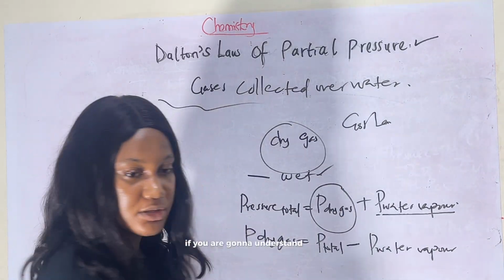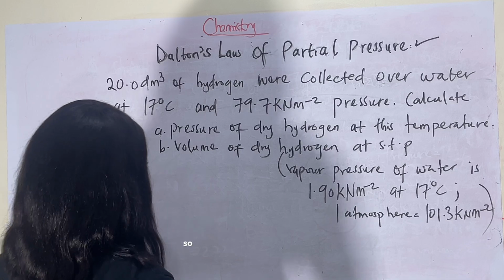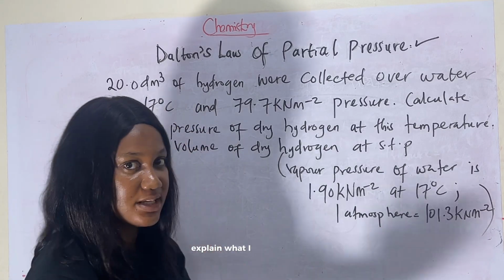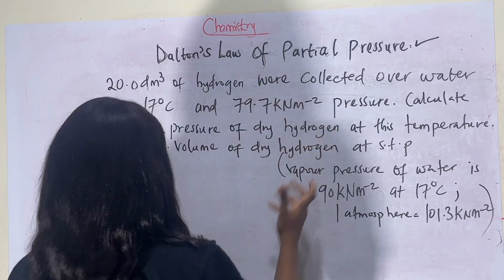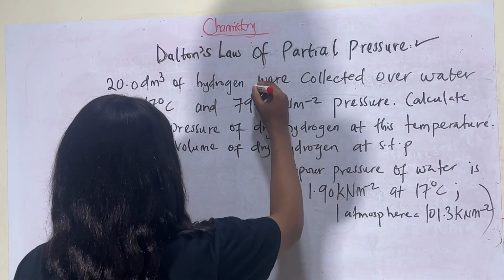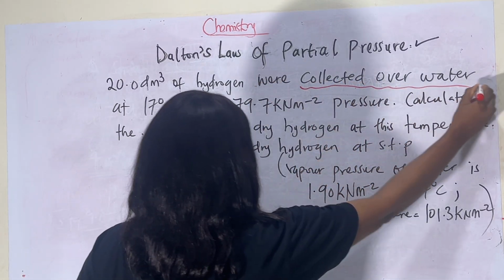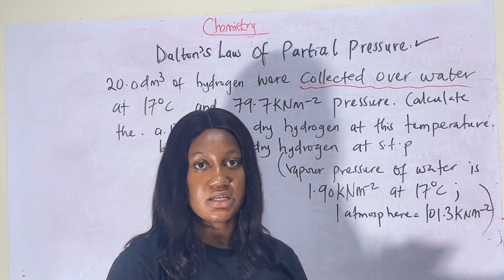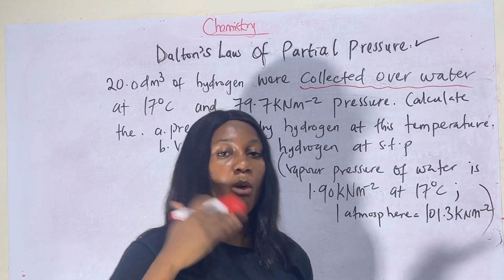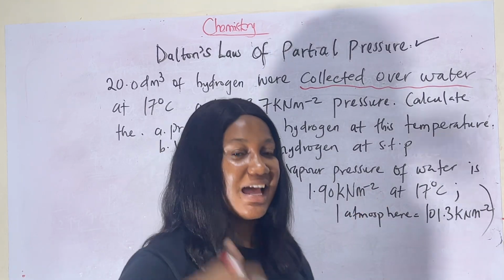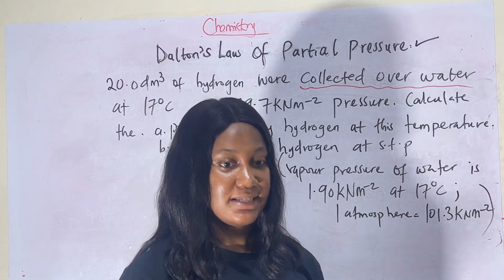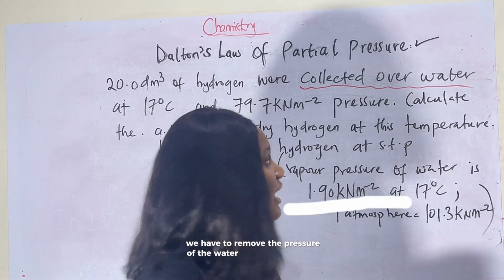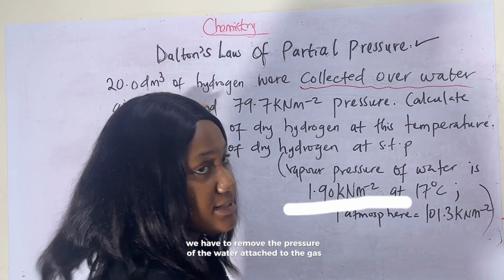Quickly, I'm just going to clean this. So here's a question under Dalton's law of partial pressure that explains what I just said to you. I said that when you see a question and it says collected over water, it means that the gas now has some amount of water attached to it, meaning that the gas becomes wet. But what we need in solving questions like this is our dry gas and not a wet gas. So for us to proceed, we have to remove the pressure of the water attached to the gas.